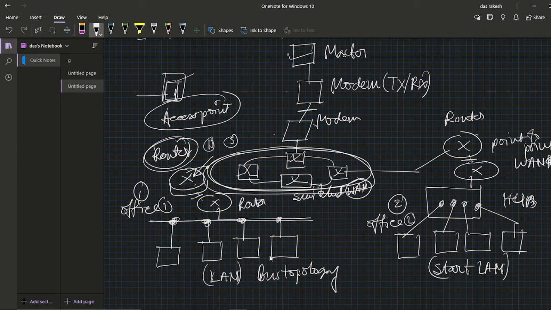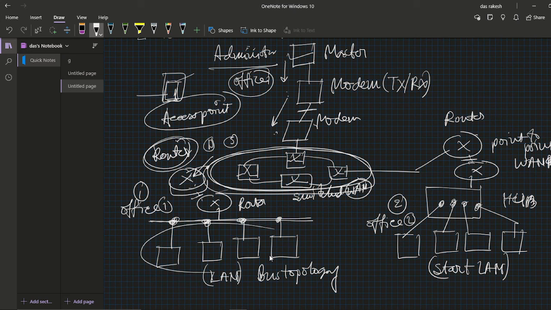So when data traffic is sent from the main office, for example, this administrator sends the data traffic to this modem, and when the administrator sends the data traffic for office 1, they use the address of office 1. Ultimately the data traffic comes here and goes to this network. And if it is for office 2, then it goes to the centralized LAN network.